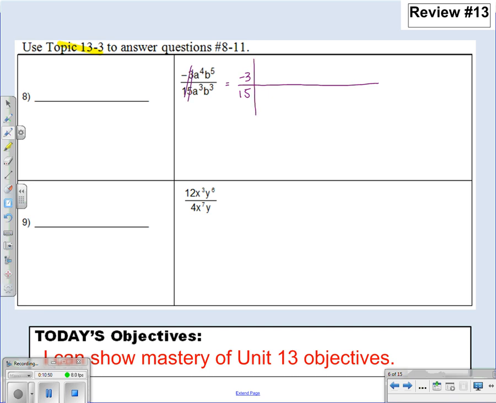Then we're going to do our A's. So there's 4 A's on top. Let's stamp them out. 1, 2, 3, 4. 3 A's on bottom. Stamp them out. 1, 2, 3. Look at the B's. We have 5 B's on top. 1, 2, 3, 4, 5. And 3 B's on the bottom. 1, 2, 3. Now that we've separated and stamped them out, we can now simplify.